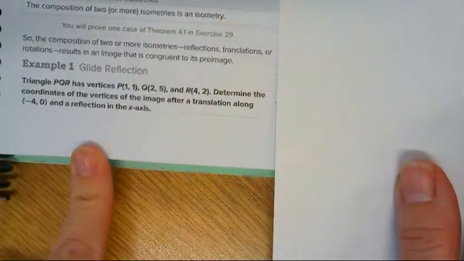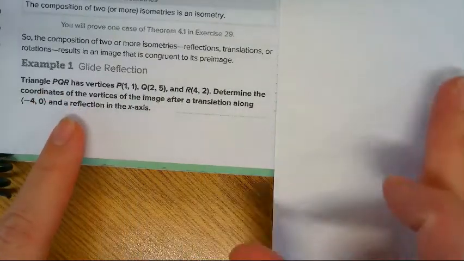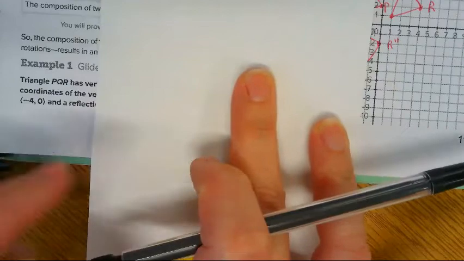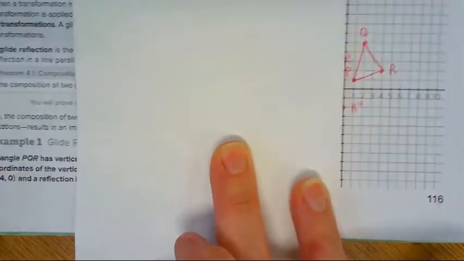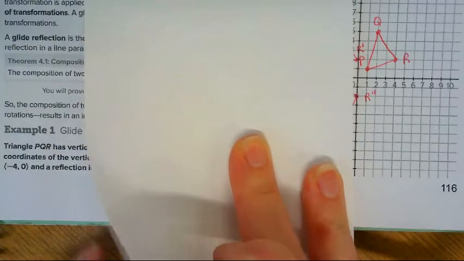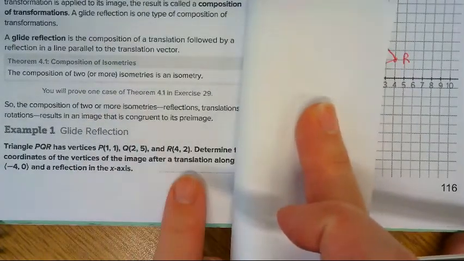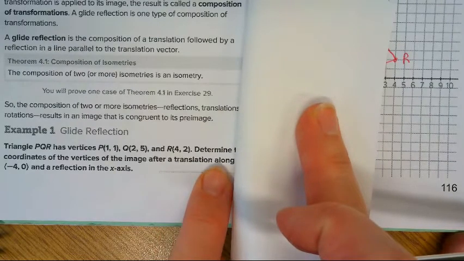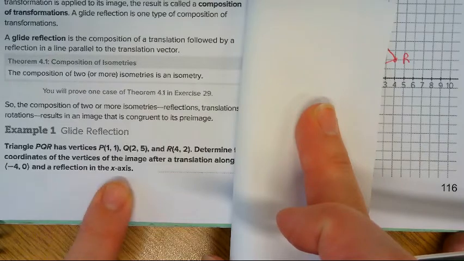Example 1, we're going to show you what a glide reflection would look like. So you have a triangle with these vertices. I went ahead and plotted those over here, trying to get it all in the same picture. And then we were trying to determine the coordinates of the vertices of the image after you translate along <-4, 0> and reflect in the x-axis.